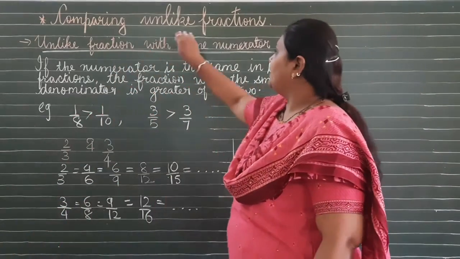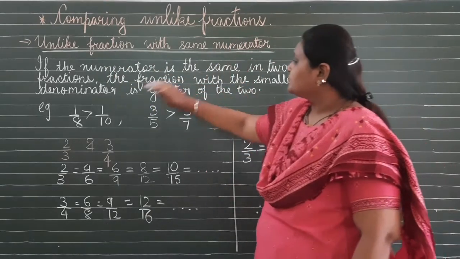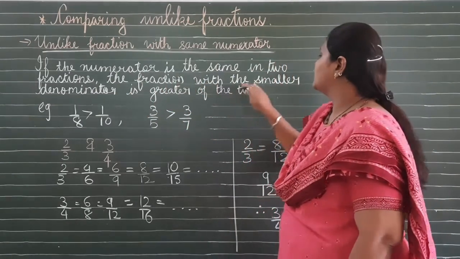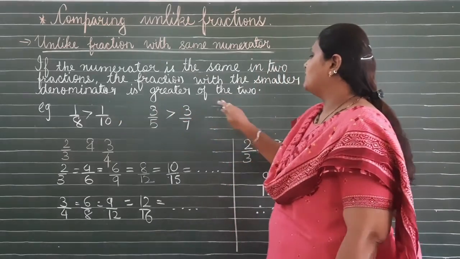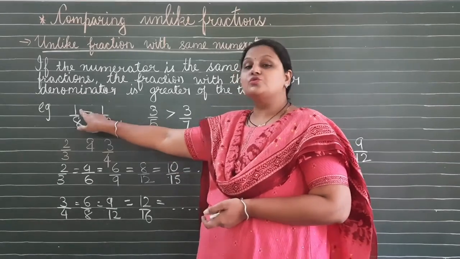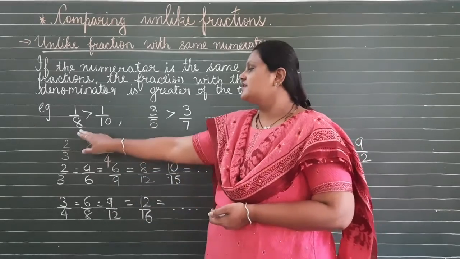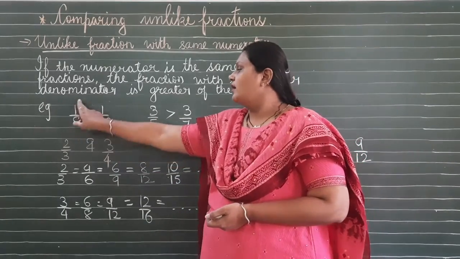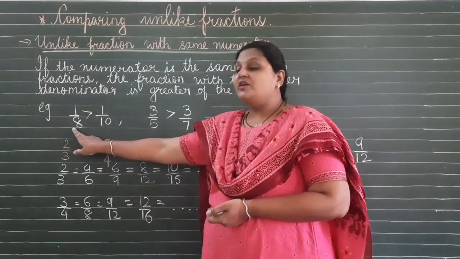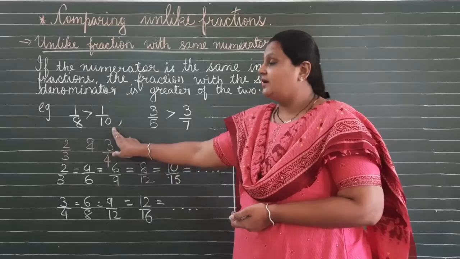Now, let us see comparing unlike fraction. Unlike fraction with same numerator. If the numerator is the same in the two fractions, the fraction with the smaller denominator is greater of the two. Whenever you are given any fractions, if you find out two equal numerators, then the fraction which has smaller denominator is actually greater. For example, 1 upon 8, 1 upon 10. Numerator same, but smaller denominator is greater number. So 1 upon 8 is greater than 1 upon 10.